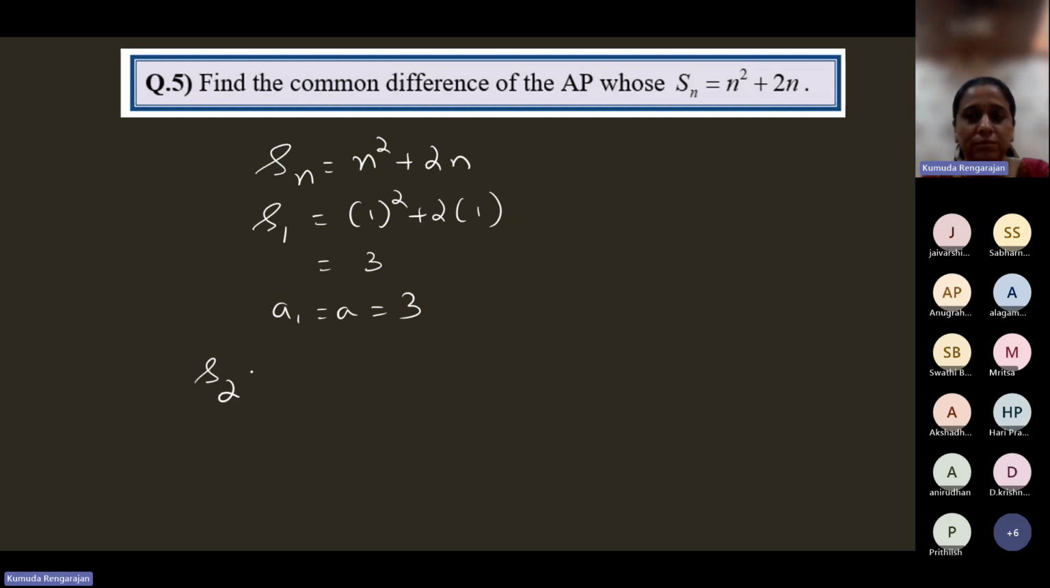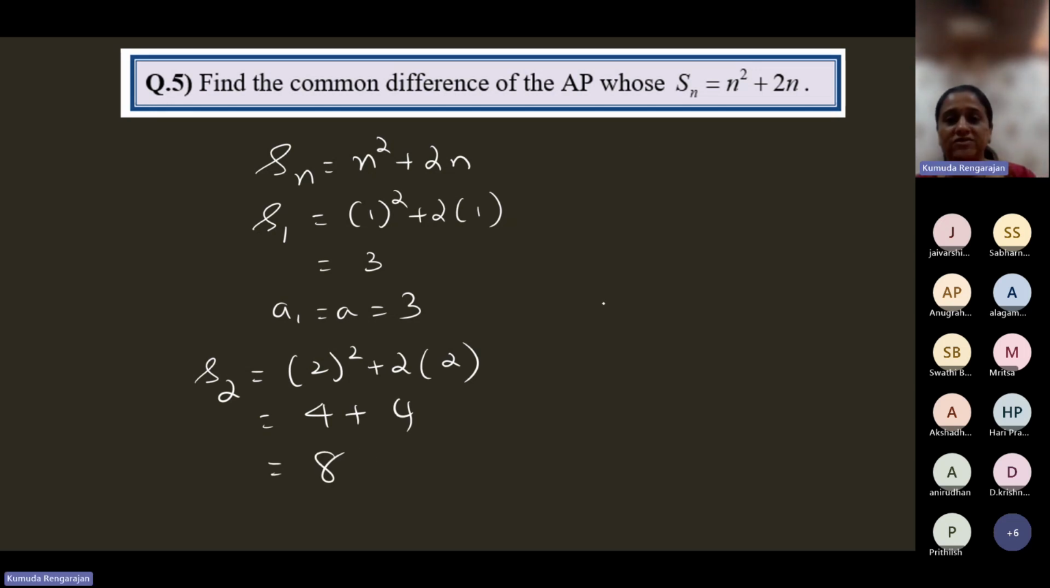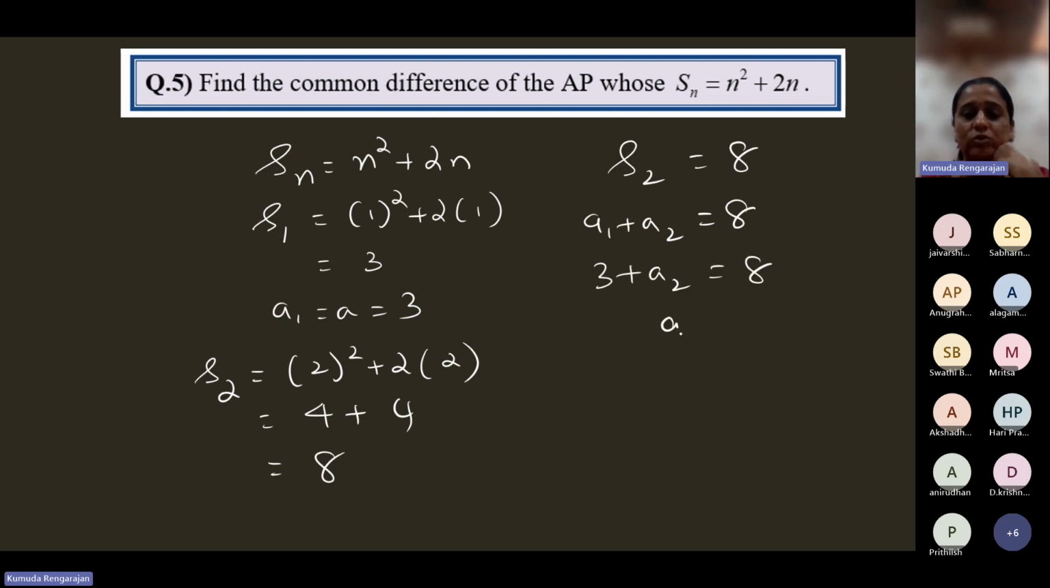Now let's find S2. S2 is 2 squared plus 2 into 2, so 4 plus 4, 8. S2 means A1 plus A2, the sum of the first two terms. So A1 plus A2 is equal to 8, and A1 is 3. 3 plus A2 is equal to 8, so A2 is equal to 8 minus 3, 5. Now we got the first term and the second term. The common difference is A2 minus A1.